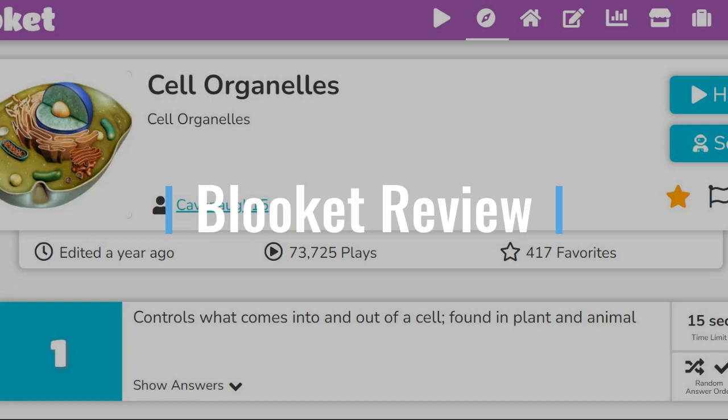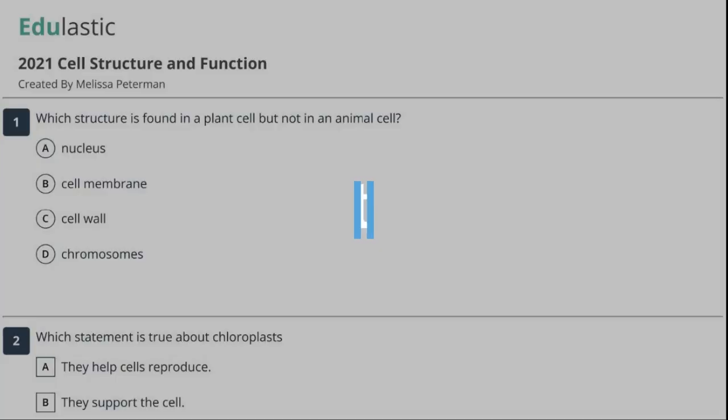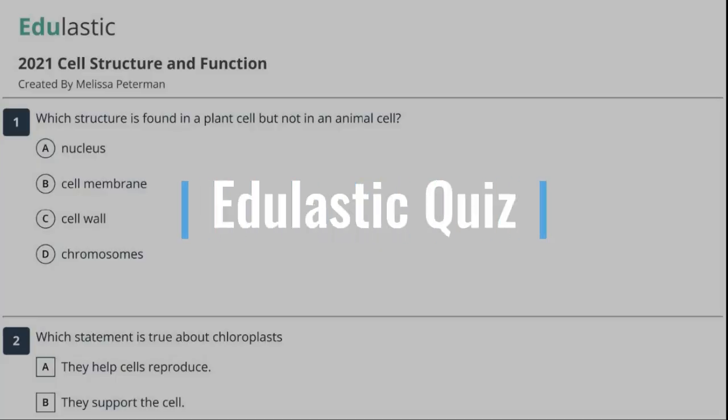At the end of the unit, we will do a Blooket review, which provides excellent review challenges for the students. It allows every student to be successful with the different game modes. This is a really cool gamification piece of technology. An Edulastic quiz will be provided at the end of the unit to assess the students' knowledge of the content.